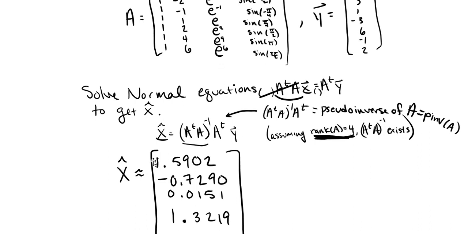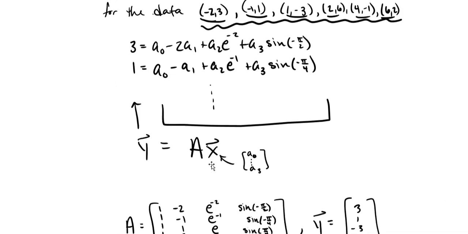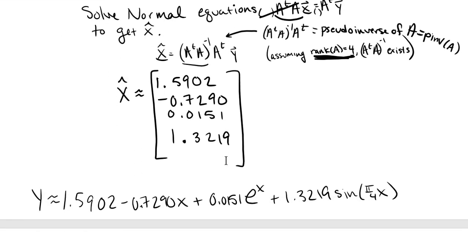Then once I do all of that, I get that my x hat, my least squares solution, rounded down gives me this. Now these are just the coefficients, a0, a1, a2, and a3 up here, so that this function fits this set of points as close as possible for any coefficient set. So in other words, our least squares function would be this guy. Just put all those coefficients in.